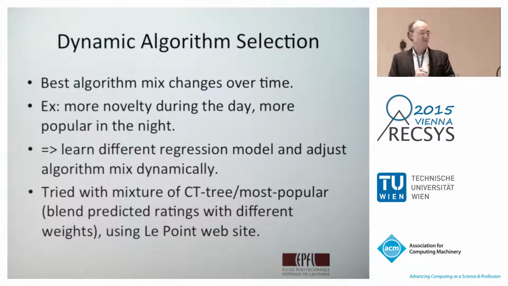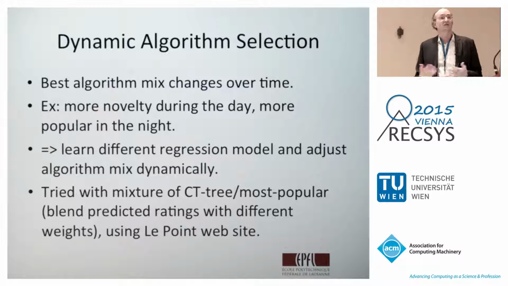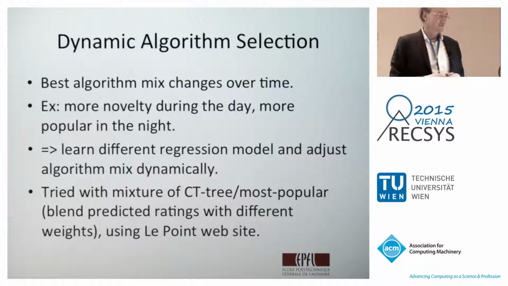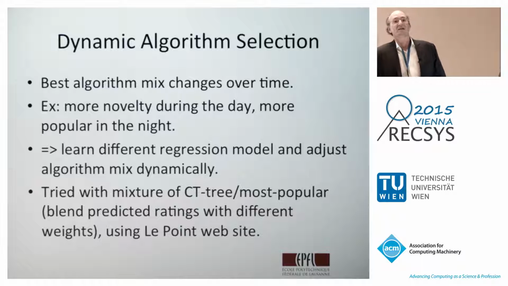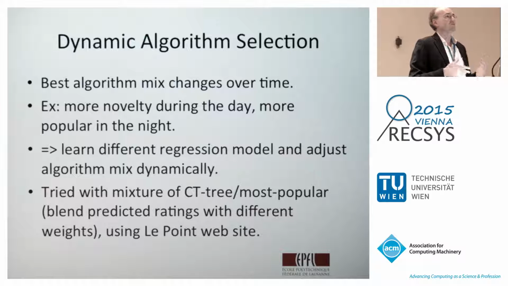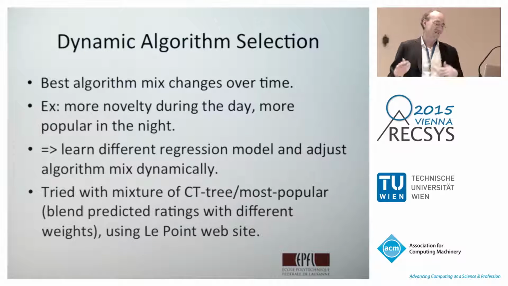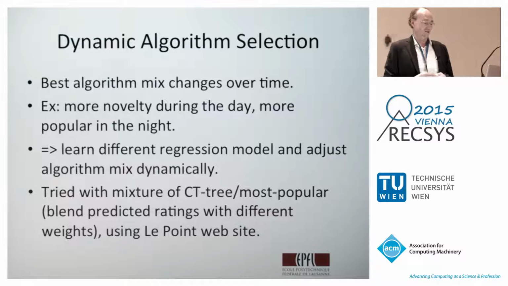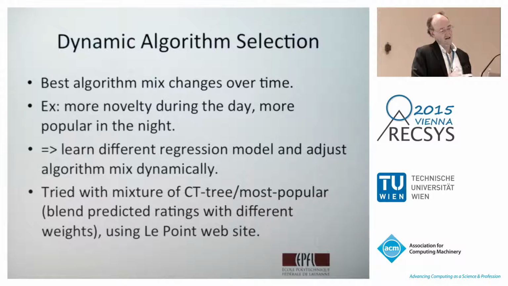Now, we can also become more ambitious. So we can think that maybe the best mix is not always the same. You know, on a news site, on the weekend, people maybe want to read different things than during the week. On the weekend, you want to read more about sports or other things. During the week, you want to read about the stock market. So maybe there's a temporal progression as well. And maybe we want to learn different regression models at different times and adjust dynamically. So we tried that as well.